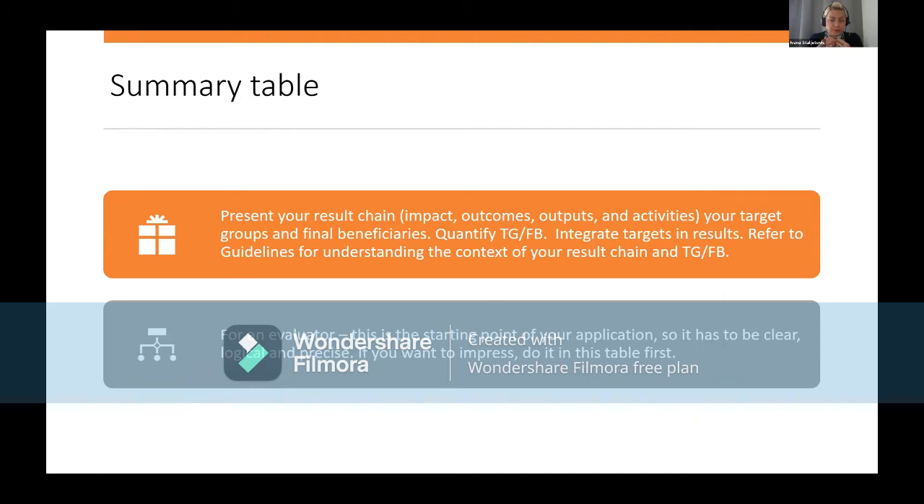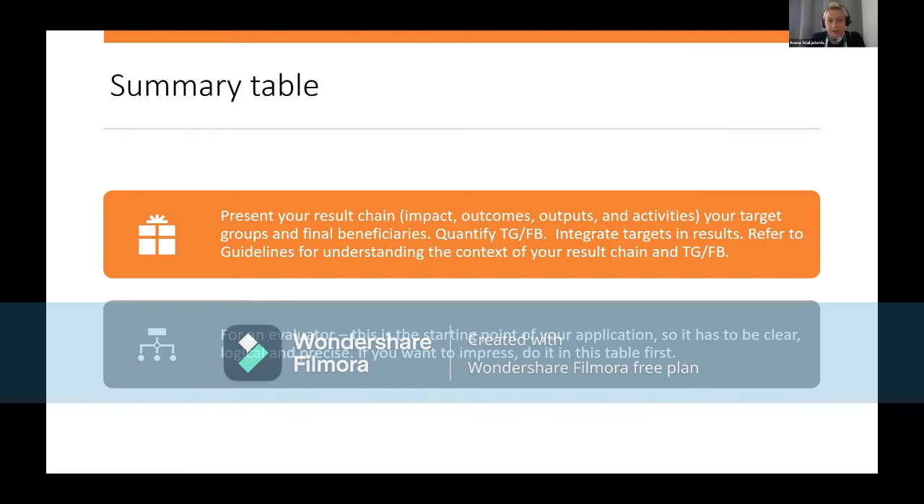So I would advise you to put focus on this summary table maybe at the very end, when you already have the concept note developed, because you need certainly to make a summary of what you will explain in more detail later on.